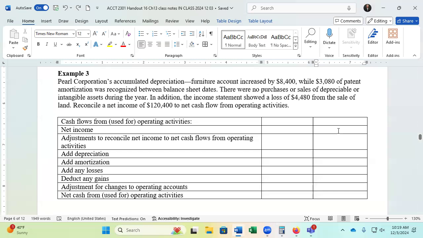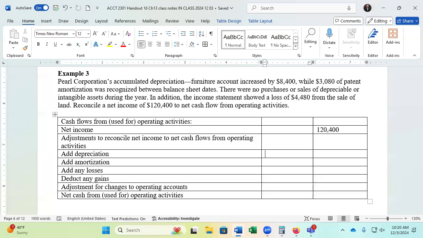Okay, all right. So first one, net income. It says the net income is 120,400. And then it says accumulated depreciation, furniture account increased by 8,400, while 3,080 of patent amortization was recognized between balance sheet dates. There were no purchases or sales of depreciable or intangible assets during the year.